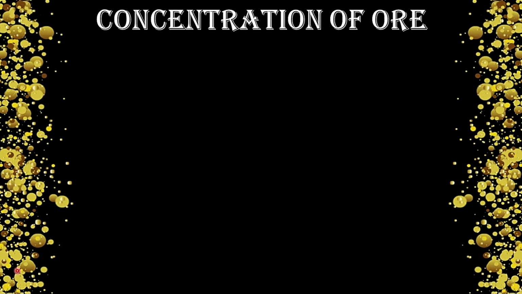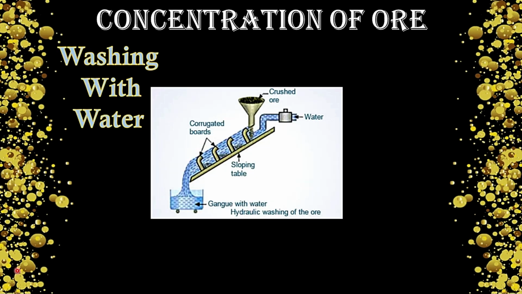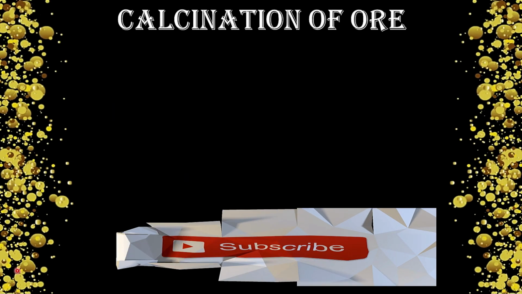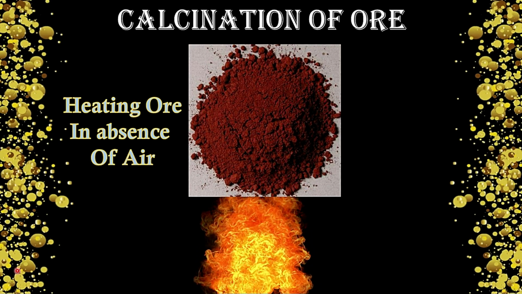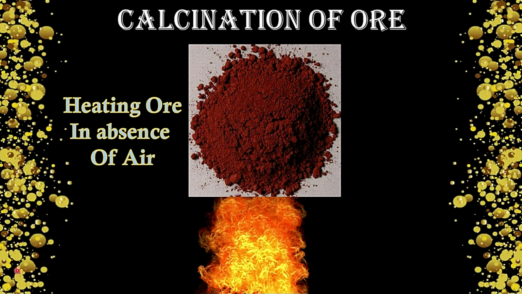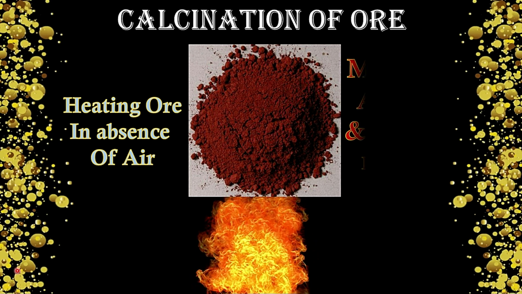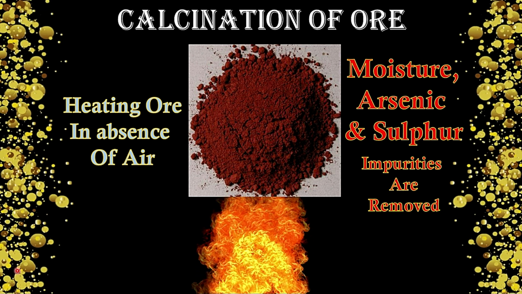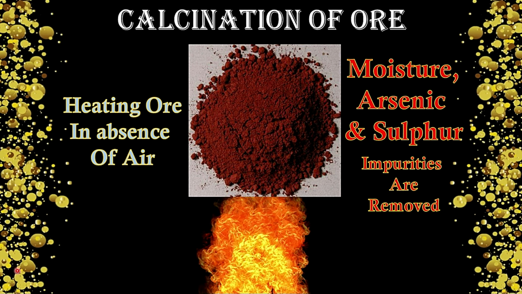Then concentration of this ore is performed. In concentration process, ore is washed with water so that sand and clay impurities can be removed. After concentration process, calcination of ore is performed. In calcination method, iron ore which is concentrated one is heated in the absence of air so that moisture, arsenic and sulfur impurities can be removed. Now this ore is ready for the process.